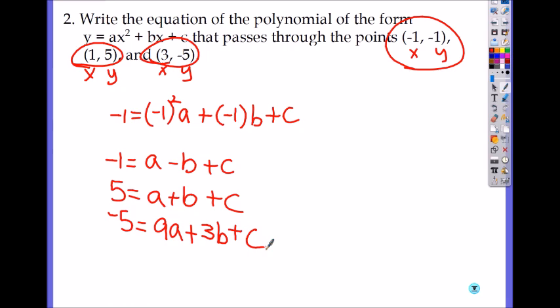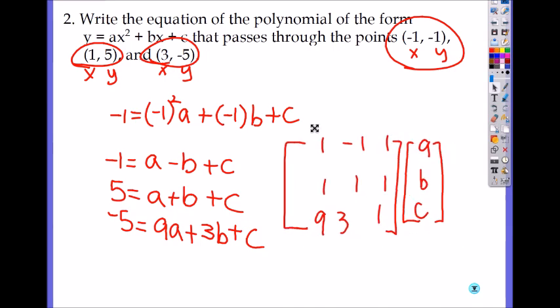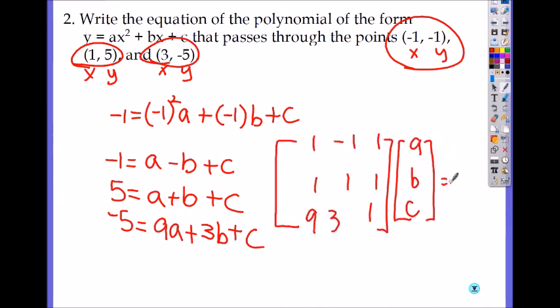And you can solve the system of equations by hand, or we can use a calculator. How do we use a calculator? Let's rewrite this in matrix form. So it is 1, negative 1, 1, 1, 1, 1, 9, 3, 1, times what? A, B, C. Right? And what is that equal to? It equals these: negative 1, 5, negative 5.